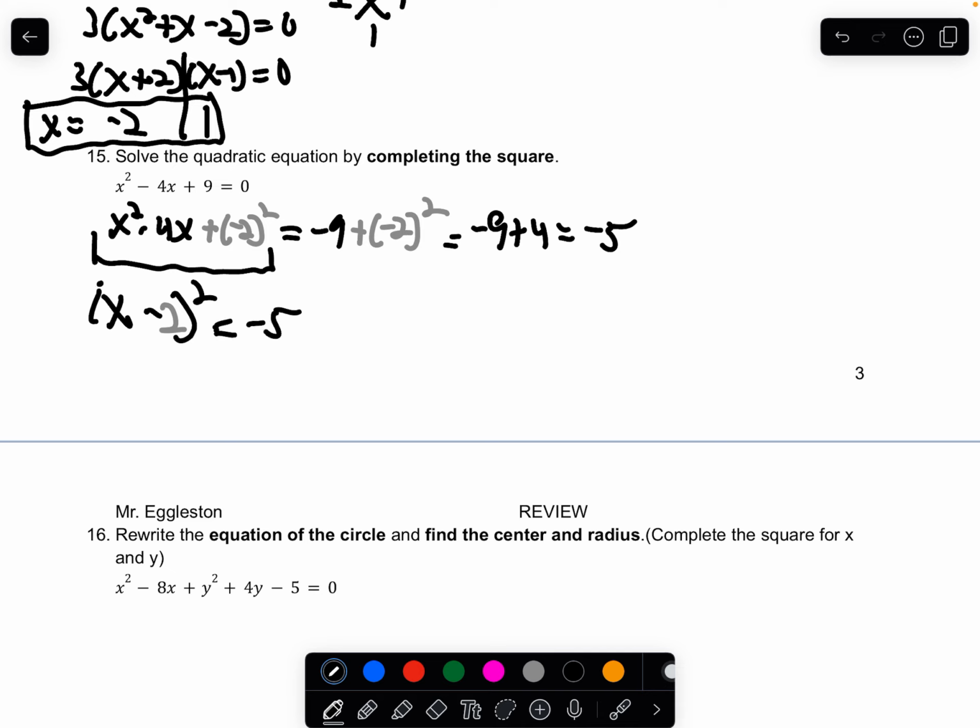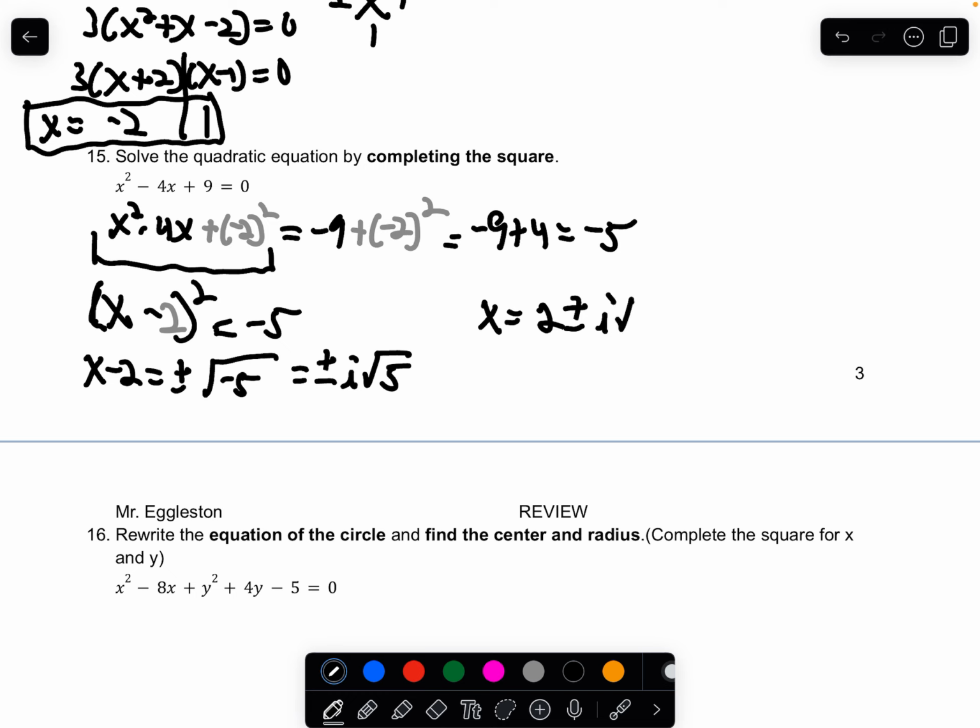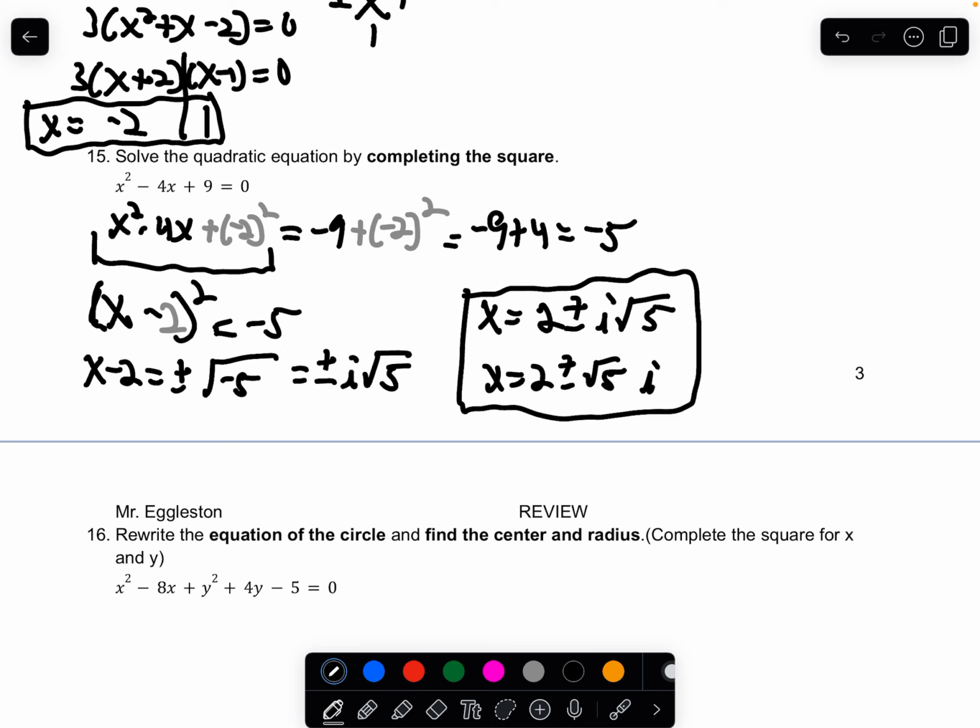Okay, now, before you say there's no solution, there is a solution. It's going to be imaginary, like my friends. So we're going to take the square root of both sides, and we get the square root of -5, which is imaginary. And we get that, plus or minus i square root 5. And so x equals 2 plus or minus i square root of 5. You could also write that as x equals 2 plus or minus square root 5 i. If you write it like this, make sure the i is not underneath the radical. Either way is the correct answer.